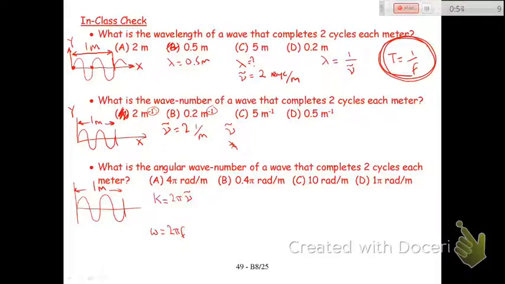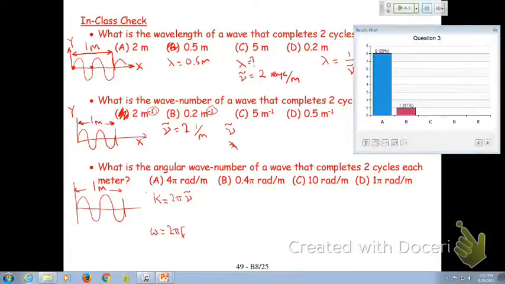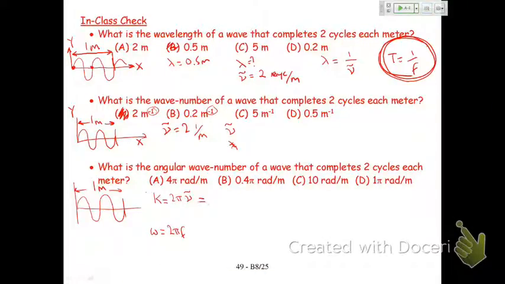And I'll give you, oh, we're done. Sorry, I'm drifting off. Okay. So stop it and let's have a look and see what everybody says. Mainly A. And we can get that from 2 pi times that. So it's going to be 2 pi times 2, which equals 4 pi radians per meter.